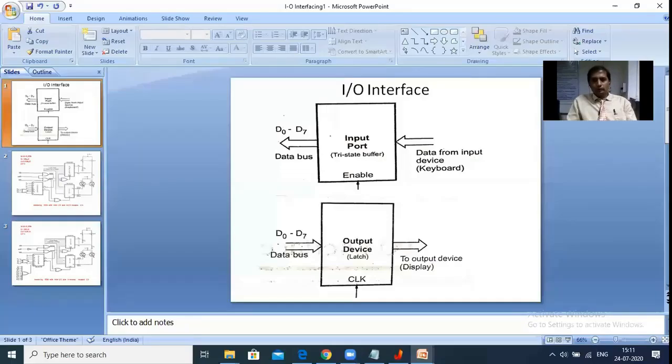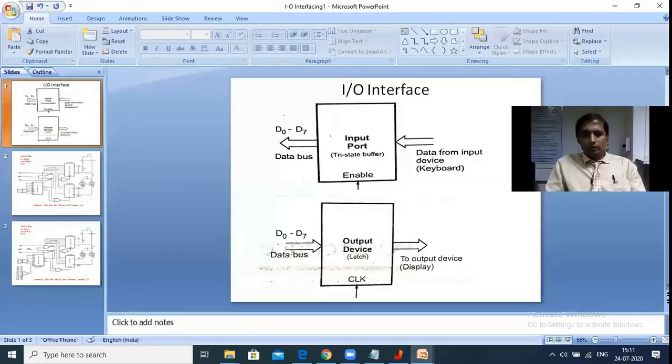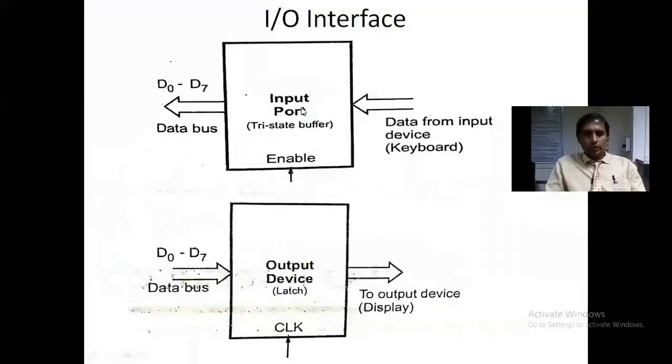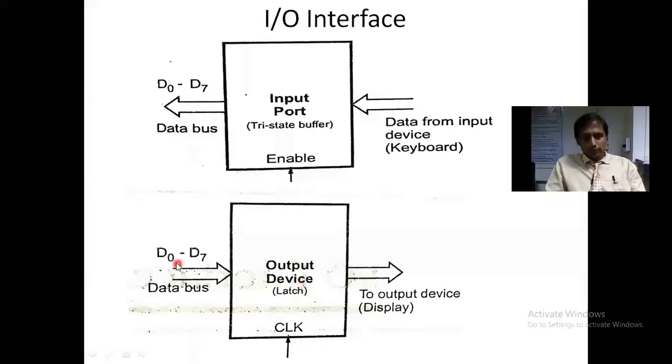So here also we are taking two ports. One is called an input port. The role of the input port is simply receiving the data from the input device and transmitting the same data to the processor. Similarly, this is the output port. What is the role of the output port? The output port simply receives the data from the processor and transmits the same data to the output device. The name of the input port is buffer and the name of the output port is latch.